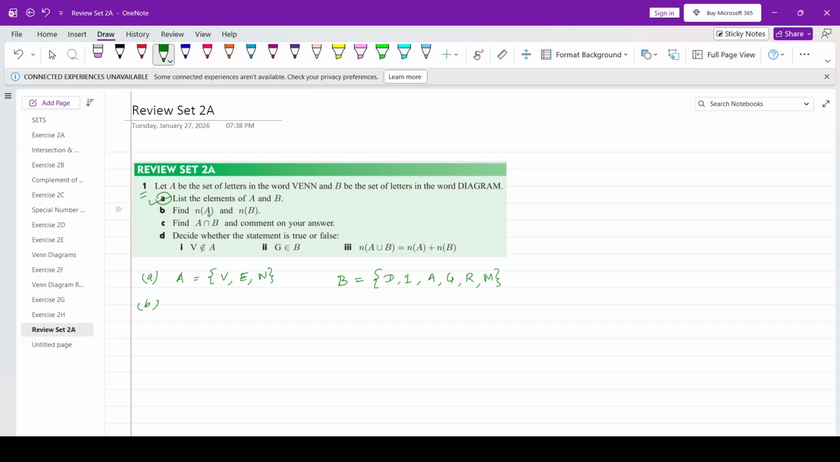Find the number of elements in A and the number of elements in B. The number of elements in A is 3 and the number of elements in B is 1, 2, 3, 4, 5, 6.